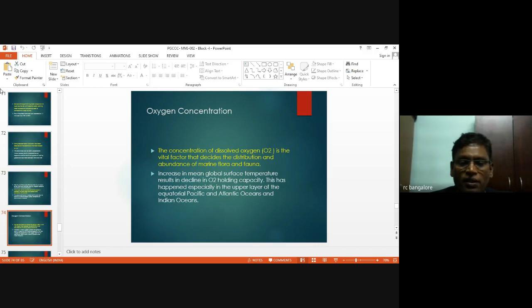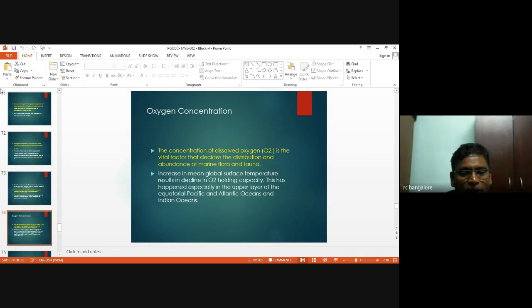The concentration of dissolved oxygen is a vital factor that decides the distribution and abundance of marine flora and fauna. In water bodies, dissolved oxygen concentration plays a very crucial role, because the distribution and abundance of marine flora and fauna is based on the availability of oxygen. An increase in mean global surface temperature results in a decline in oxygen holding capacity. So if the oxygen holding capacity of water decreases, what will happen?